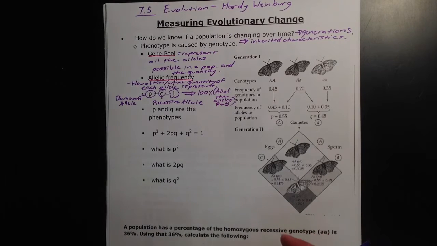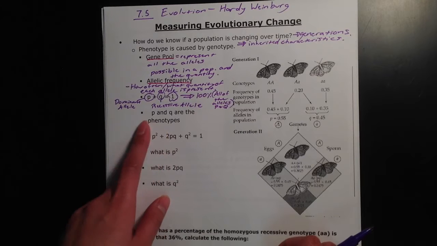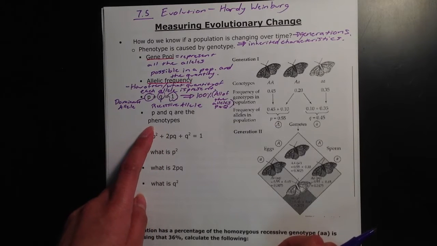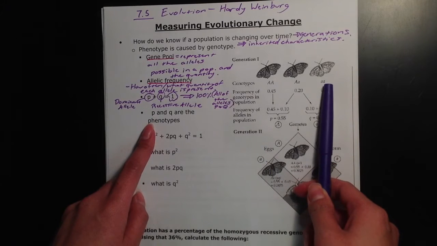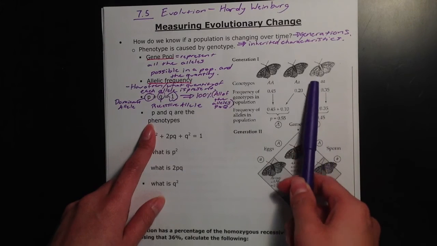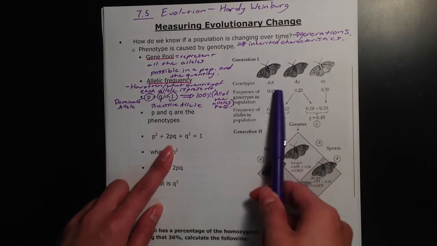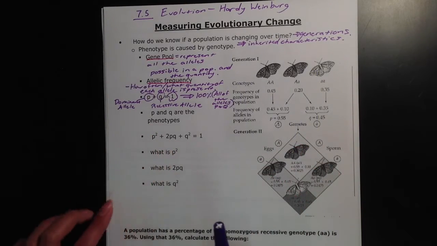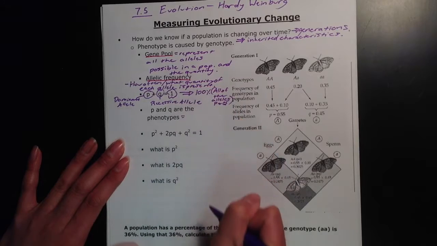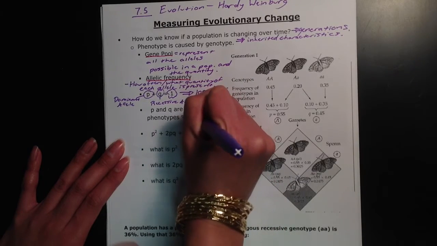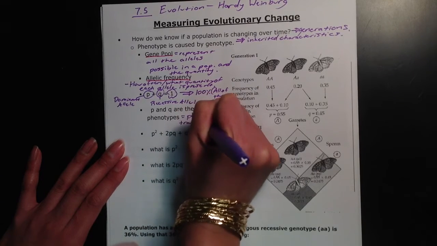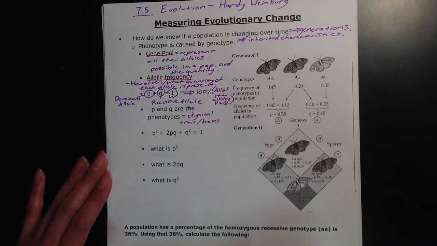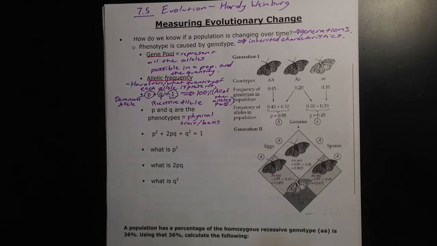So what are p and q? p and q represent phenotypes. So how do things look? p might be our light-colored moth. q might be our dark-colored moth. Remember that phenotypes are physical traits or looks. What did your genes actually give you? How does that look in you physically?